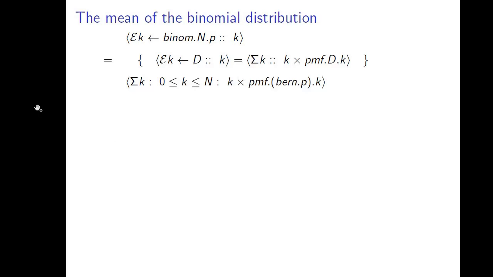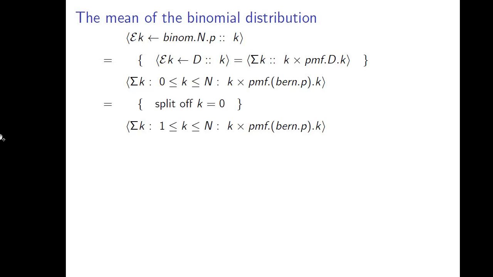The mean of a binomial distribution with parameters N and p is given by the sum over k from 0 to n of k times the PMF of k. Now that should say binom. First we'll split off k equals 0, so basically the first element, because that will be 0, and we're left with this.